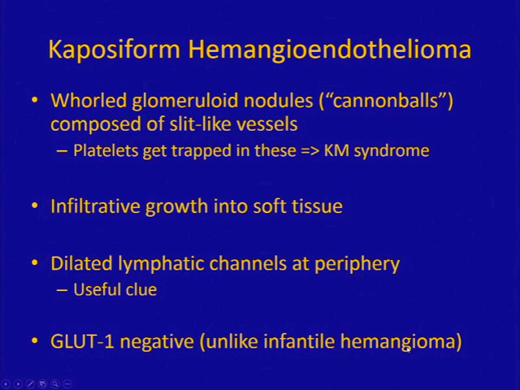And the one main differential for this is infantile hemangioma, or cellular hemangioma of infancy, which can have areas that look a good bit like Kaposiform hemangioendothelioma. And if you're ever stuck in that setting, the useful marker is GLUT1. I don't routinely do this, but in tough cases it can be useful. GLUT1 is negative in Kaposiform HE, but positive in infantile hemangiomas.